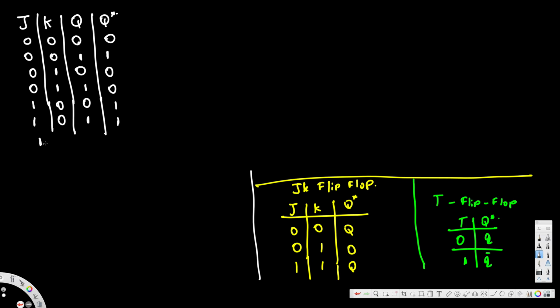When J is 1, K is 1, Q is 0, Q asterisk is 1. And when J is 1, K is 1, Q is 1, Q asterisk is 0. This is the JK flip-flop. Now let's go ahead and draw the K map for this.